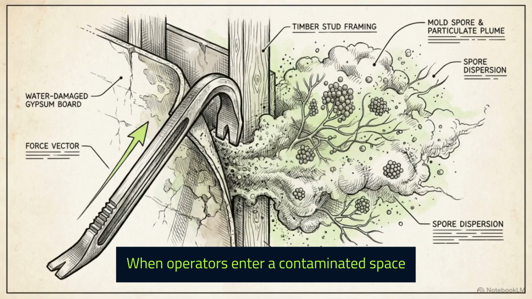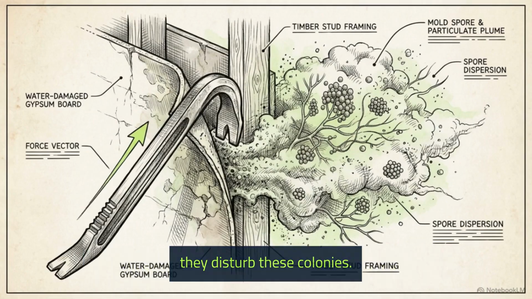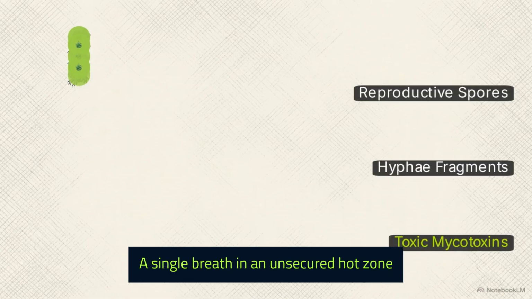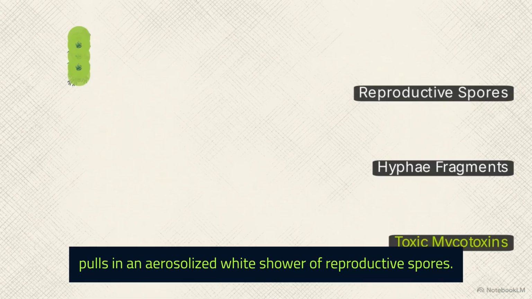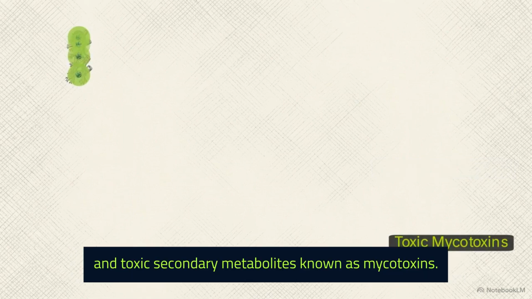When operators enter a contaminated space and physically remove compromised building materials, they disturb these colonies. The immediate and primary risk to the worker becomes inhalation. A single breath in an unsecured hot zone pulls in an aerosolized mixture of reproductive spores, fragmented root-like structures called hyphae, and toxic secondary metabolites known as mycotoxins.